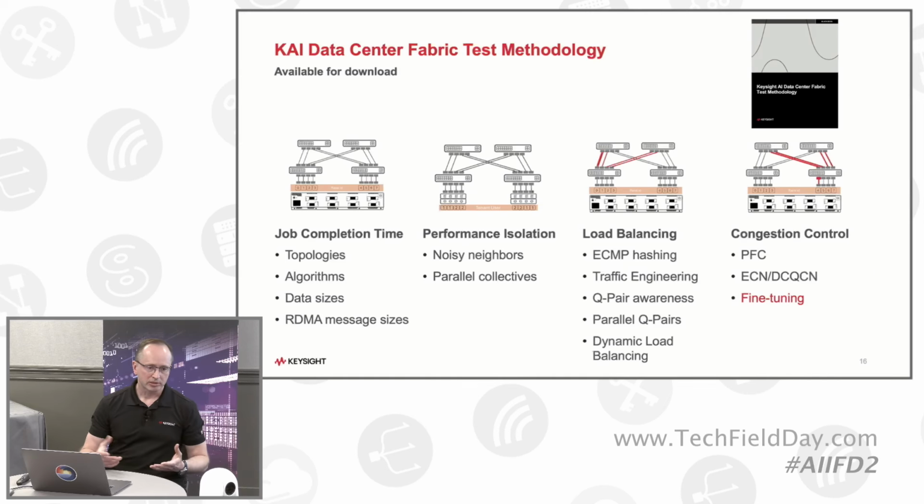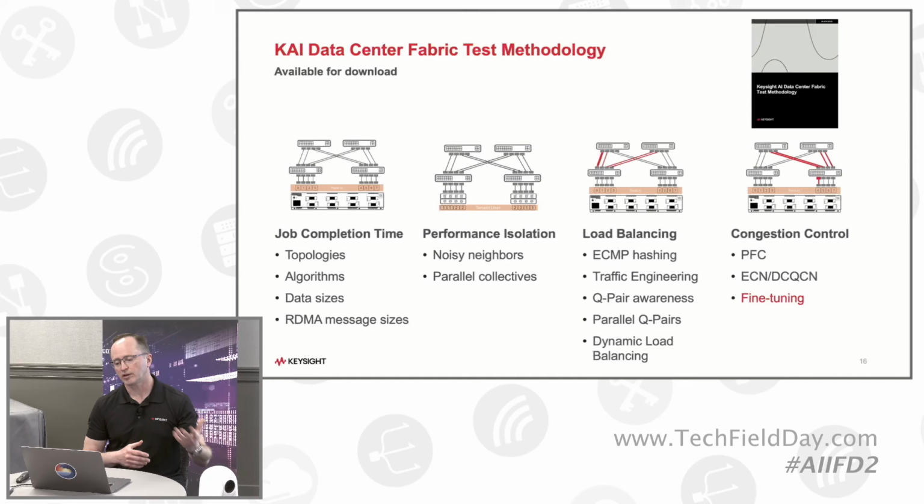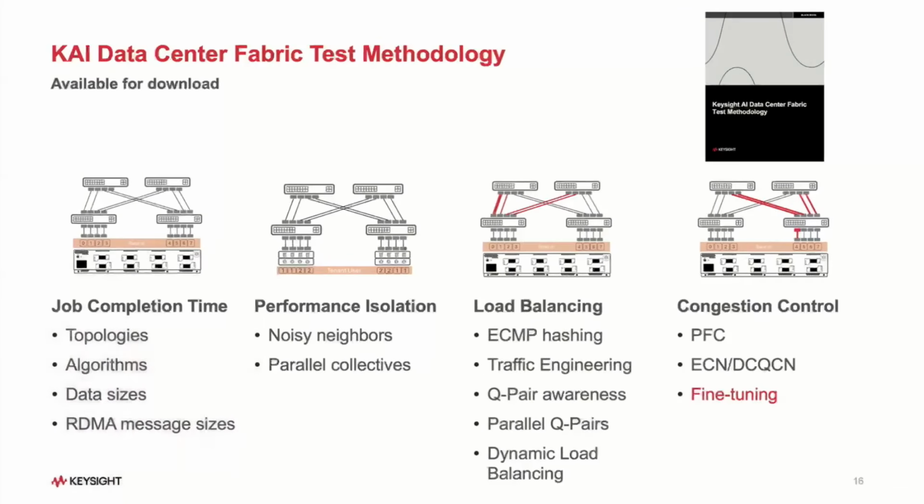Now, load balancing is a super critical aspect of designing the network for AI. And we allow you to compare how different advancements in load balancing compare to each other. So if you move from a typical 5-tuple ECMP hashing to either using traffic engineering, or building load balancing that's QP aware, or using some other methods. We describe how to build a test bed, how to set up the test so that you can compare those.